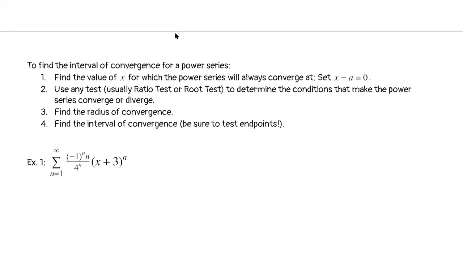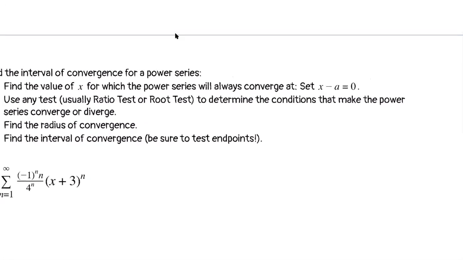So to find the interval of convergence for a power series, we can follow these 4 steps. What we're going to do is find the value for x for which the power series will always converge. So what we're finding here is what I like to call the center point. So we can think about this kind of like our center point.